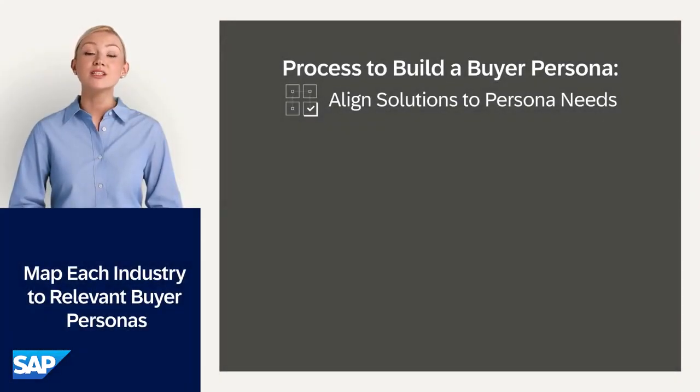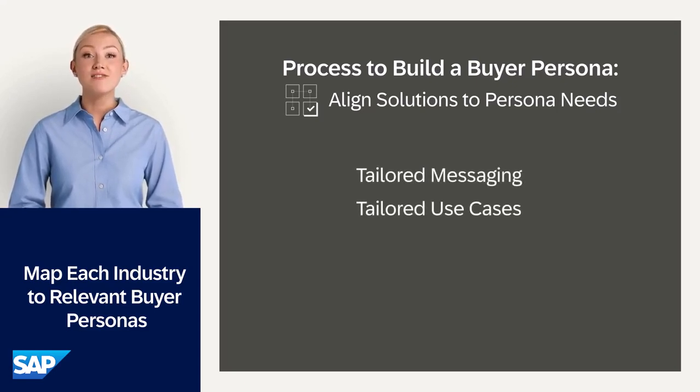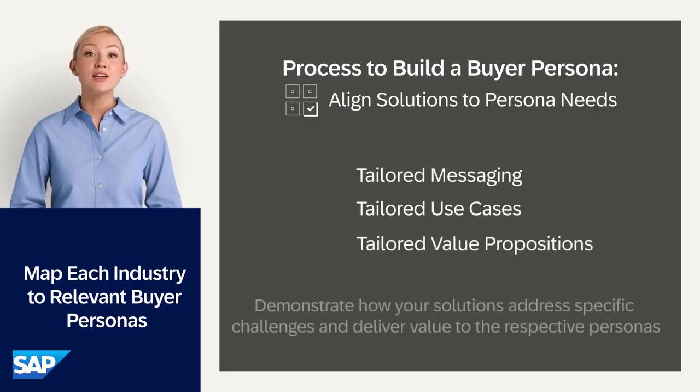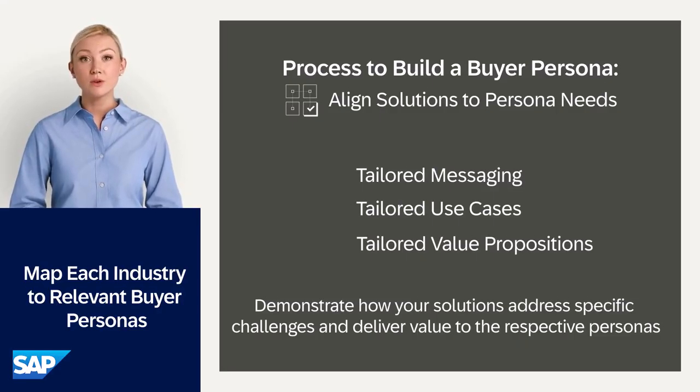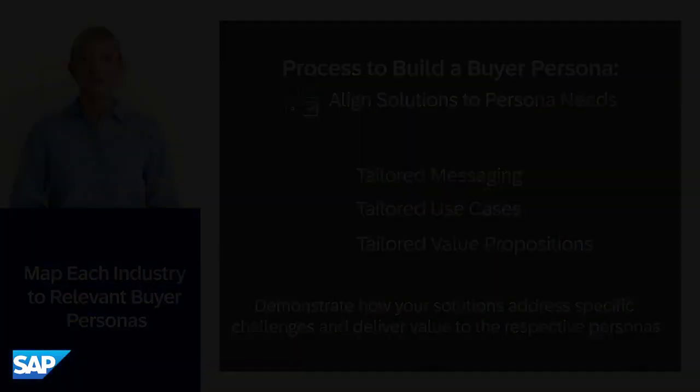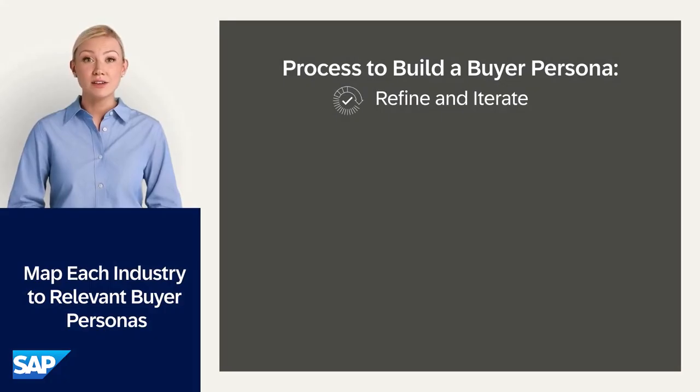The third step is to align the solutions to persona needs. Once buyer personas are defined, align your organization's solutions with each persona's needs and pain points. Develop tailored messaging, use cases, and value propositions that demonstrate how your solutions address specific challenges and deliver value to the respective personas. We will spend more time discussing how to do this in a lesson later on creating strong messaging frameworks.